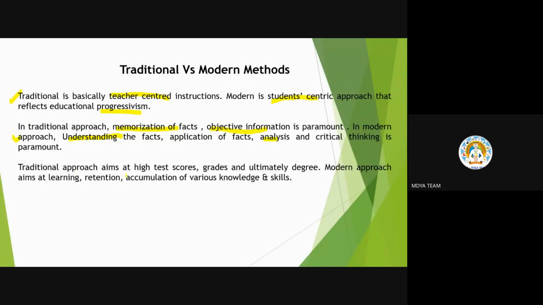The traditional approach aims at high test scores, high grades, the ultimate degree. It emphasizes these things. You have to get good marks, you have to get a good grade, and you have a degree after the completion of the course. Whereas the modern approach aims at learning, retention, and accumulation of various knowledge and skills. Any doubt? Traditional, modern methods.